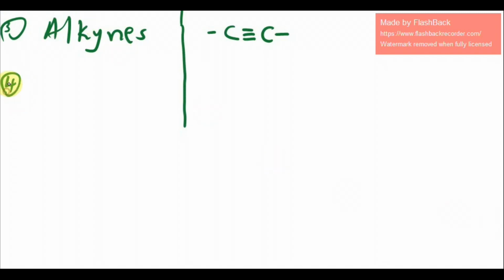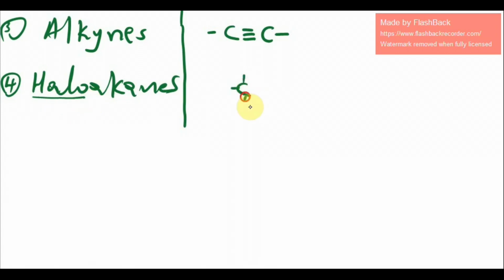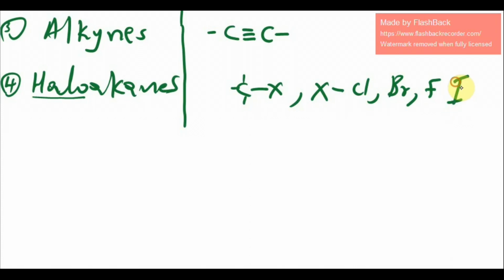Then number 4, we have haloalkanes. These are alkanes with a halogen. So it's an alkane that contains a halogen. X represents a halogen. X can be chlorine, bromine, fluorine, or iodine, that is I. Okay? For example, if you look at this one.